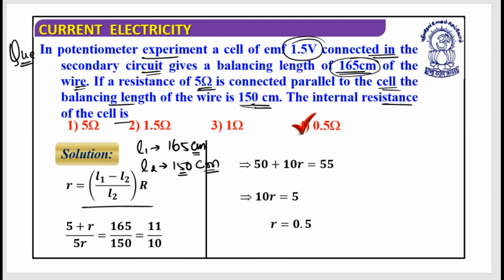So let's just put up the values and get it done. That is, r is equal to L1 minus L2 divided by L2, into R. So that should be equal to 165 minus 150, divided by 150, and if I solve this, the internal resistance r is equal to half an ohm. It's 0.5 ohm. Is it clear? Yes. So please do remember this formula.